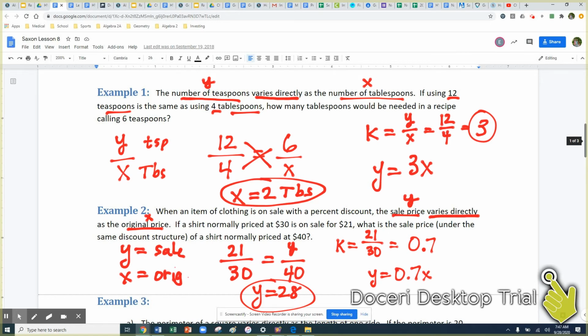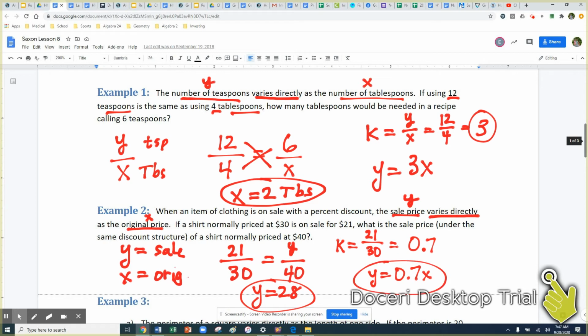Well, what would 0.7 be as a percent? 70%. So I'm paying 70% of the original cost. Stores don't tell you that, they subtract from 100 and tell you what the sale is. So this would be a 30% off sale. 30% off means that you're still paying 70%, 0.7 times that original amount. So that would be our equation that we could also use if we want to use the direct variation equation.